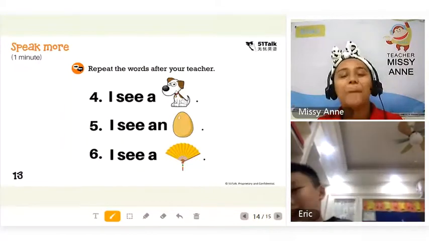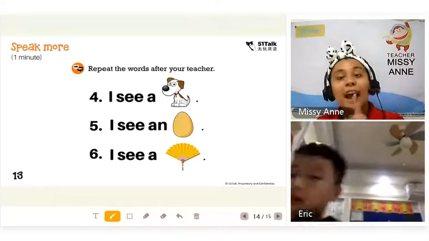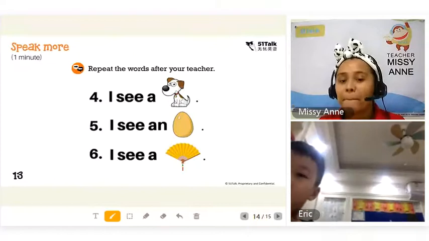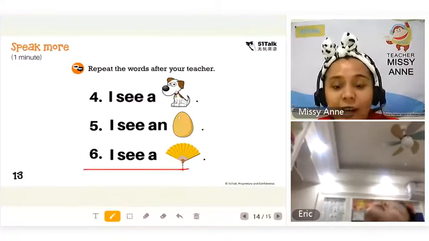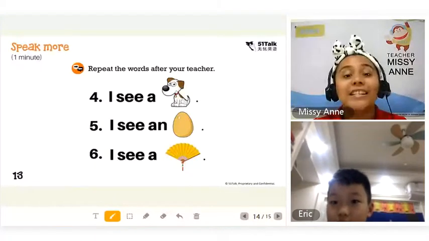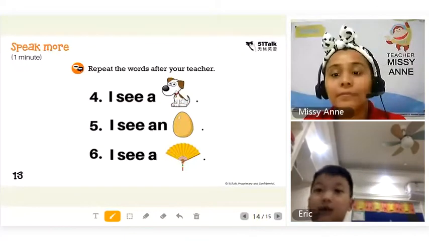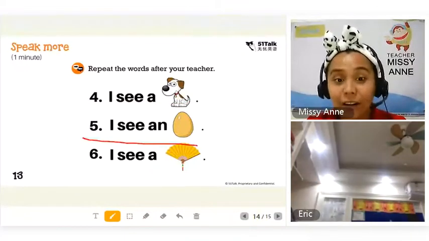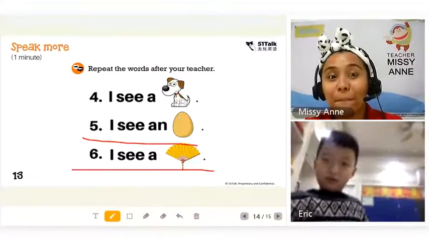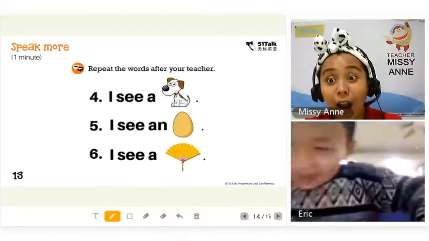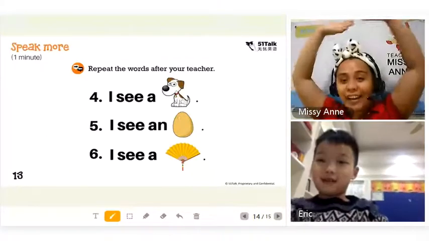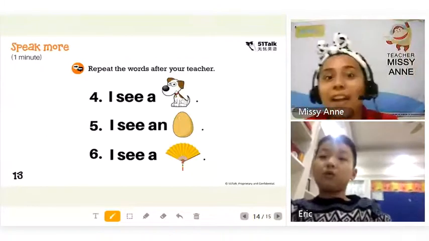I see an egg. Okay, one more time. I see an egg. An egg. Very good. Okay, and this one, I see a phone. Very good. Okay, one more time. I see a dog. I see an egg. I see a phone. That's perfect. High ten, Eric. Very good.